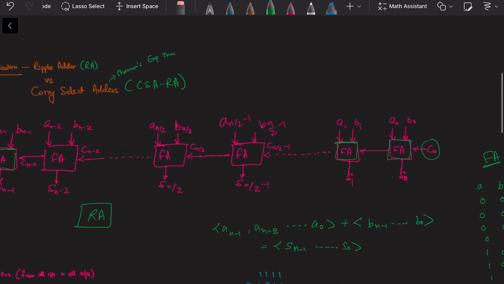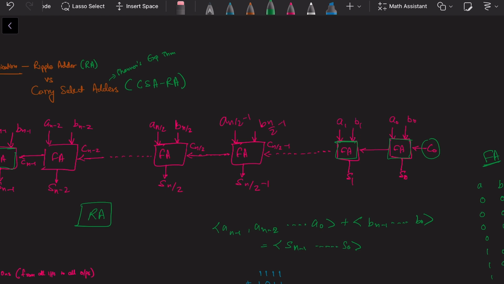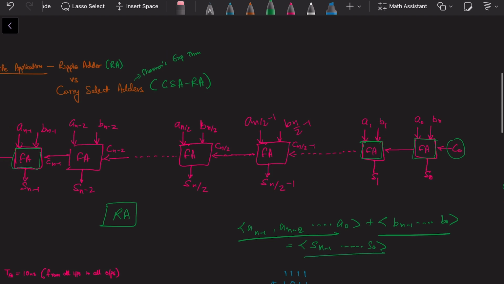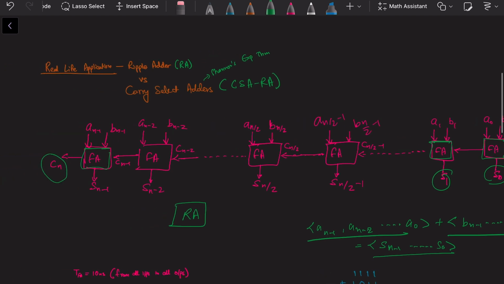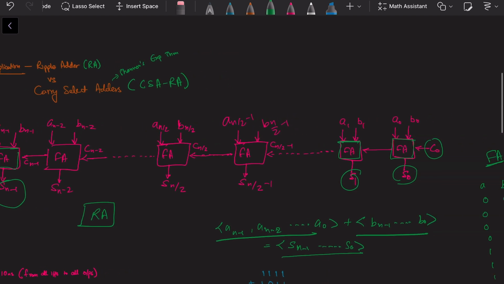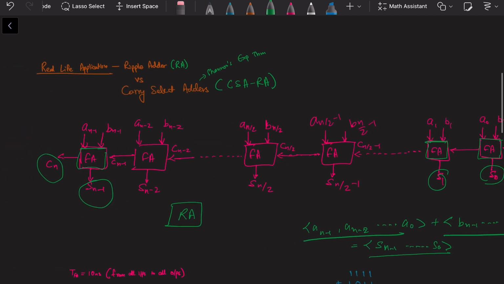I don't want to represent this in the notations because it'll get really complicated, so I'm trying to keep it simple. But what I'm trying to say is, you're adding two n-bit values here to get an n-bit sum value, which you can see we have computed here, right? And you can also give an input carry to it, and this ripple addition, starting from the LSB adder to the MSB adder, will eventually generate the output carry Cn, right?